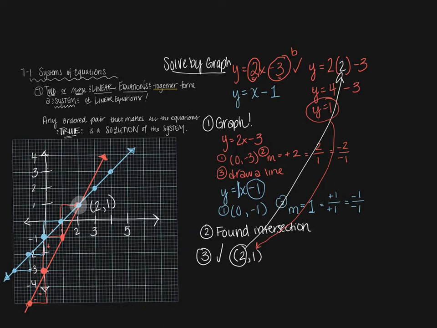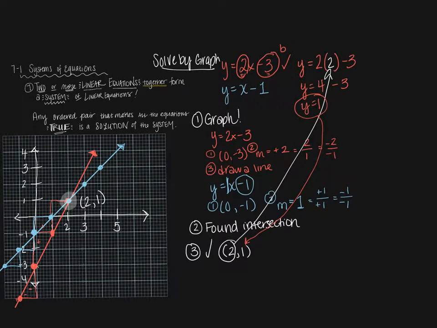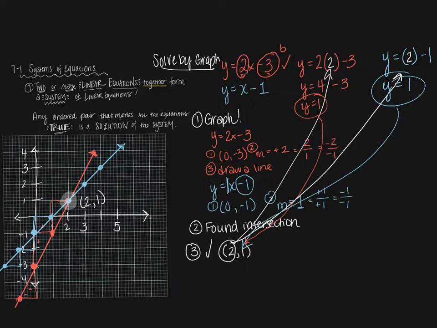Now I need to check and see if it's a solution for my second equation. y equals my x value minus 1. So let's take my x value again from down here, my 2, plug it in, and is it true that y equals 1? Is that what I got for my y? Yes, it is. So that means that ordered pair satisfies both of my equations, which means that the ordered pair (2, 1) is a solution.